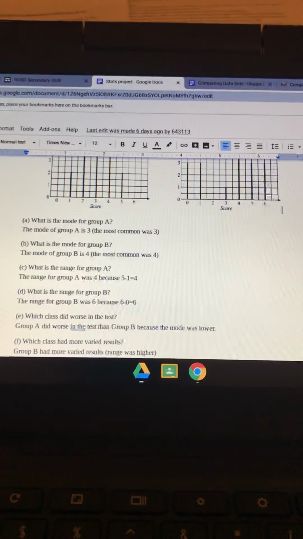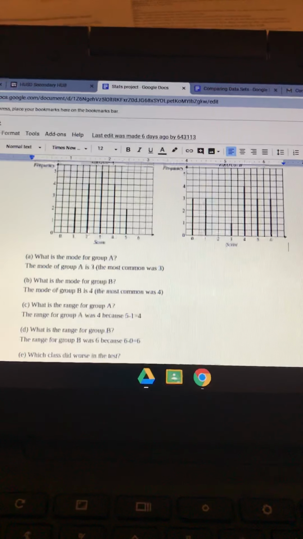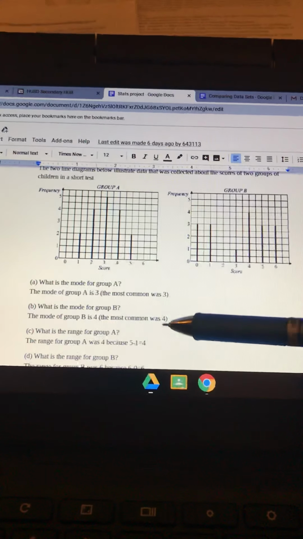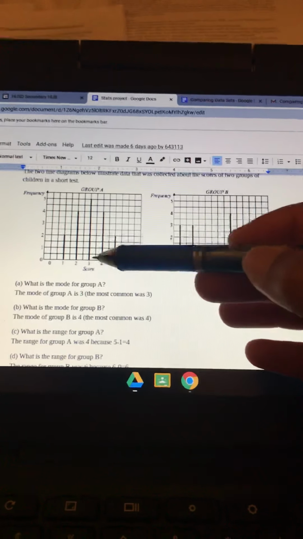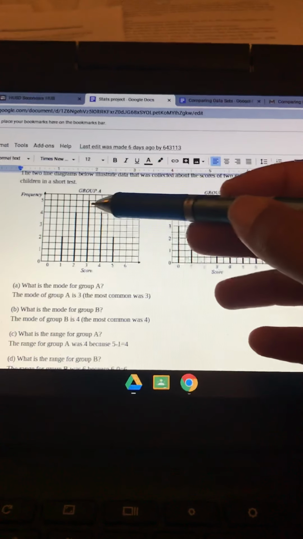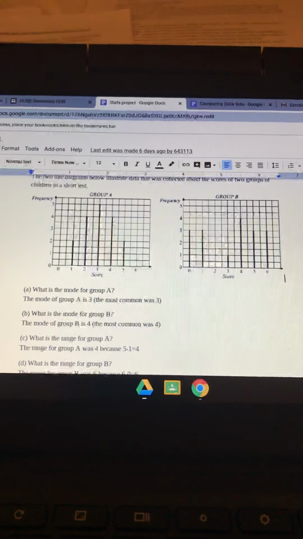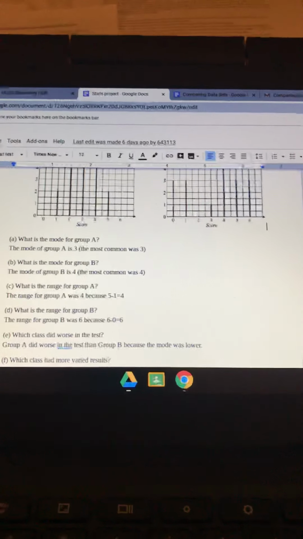Which class did the worst on the test? To find that, you need to know the mode, which we can go back here. Mode for group A is 3, mode for group B is 4. Which group did the worst? So group A did the worst because their score was 3 compared to group B, which is 4. And 4 is greater than 3, therefore group A did the worst on their test.